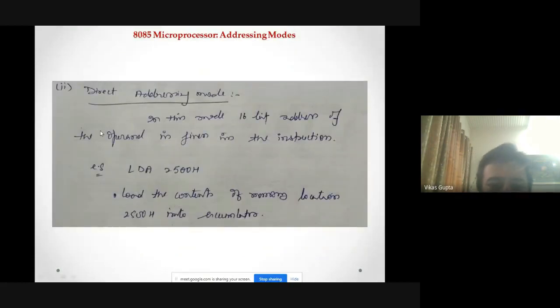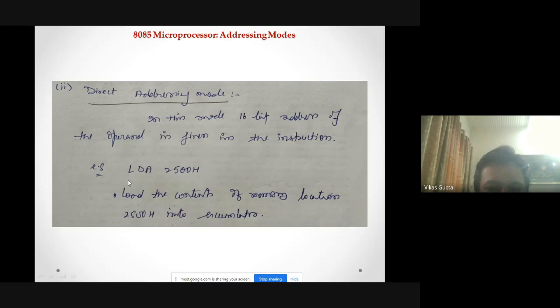And in the direct addressing mode, the 16-bit address of the operand is given in the instruction. In the previous instruction, which was the immediate addressing mode, the data was given directly in the instruction, but here in the direct addressing mode, we are given the address. For example, we use an instruction LDA 2500.